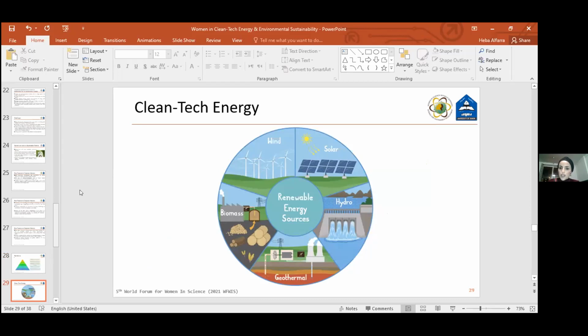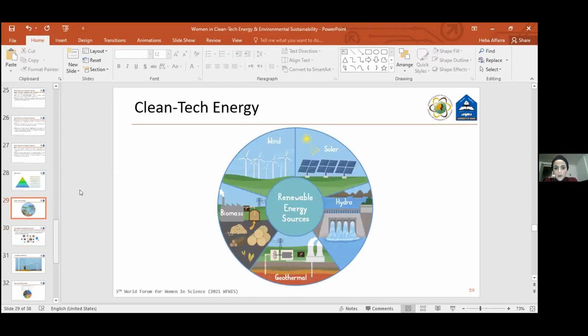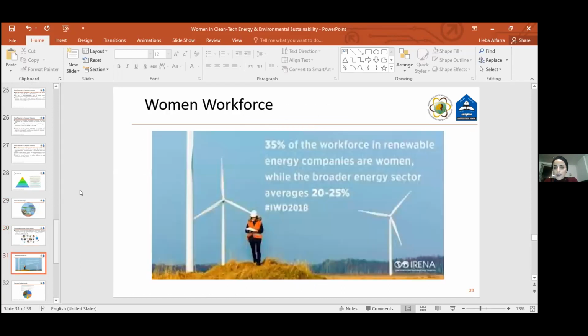Through clean tech technology, as you know, the renewable energy sources are solar, hydro, geothermal, biomass, and wind. And women, based on the studies and the annual reports relating to IRENA, are 35% of the workforce in renewable energy. So this number is not enough, but it's good.